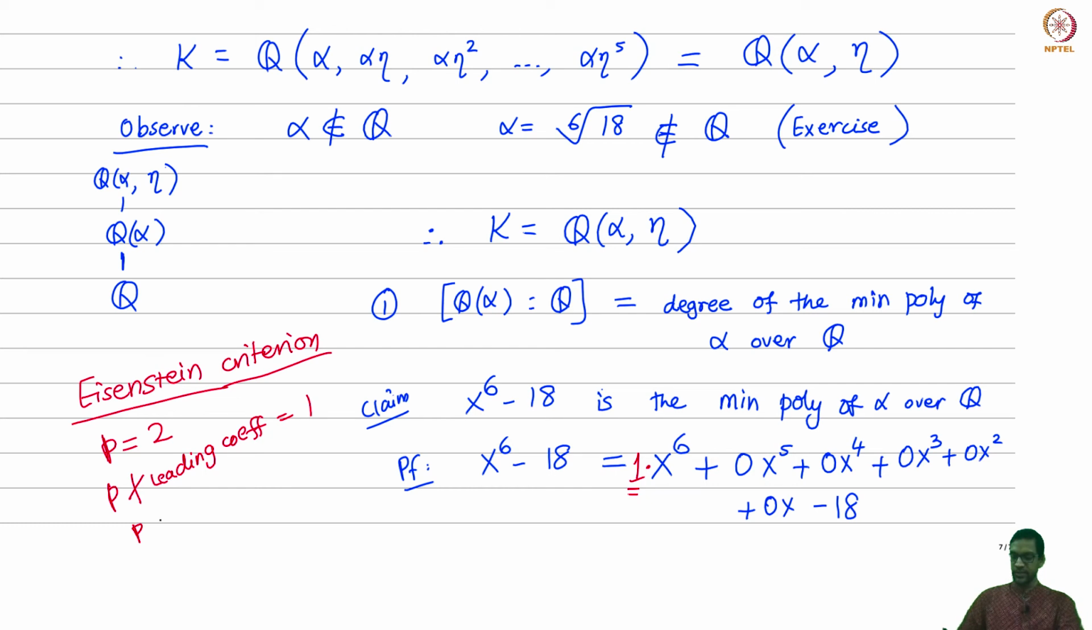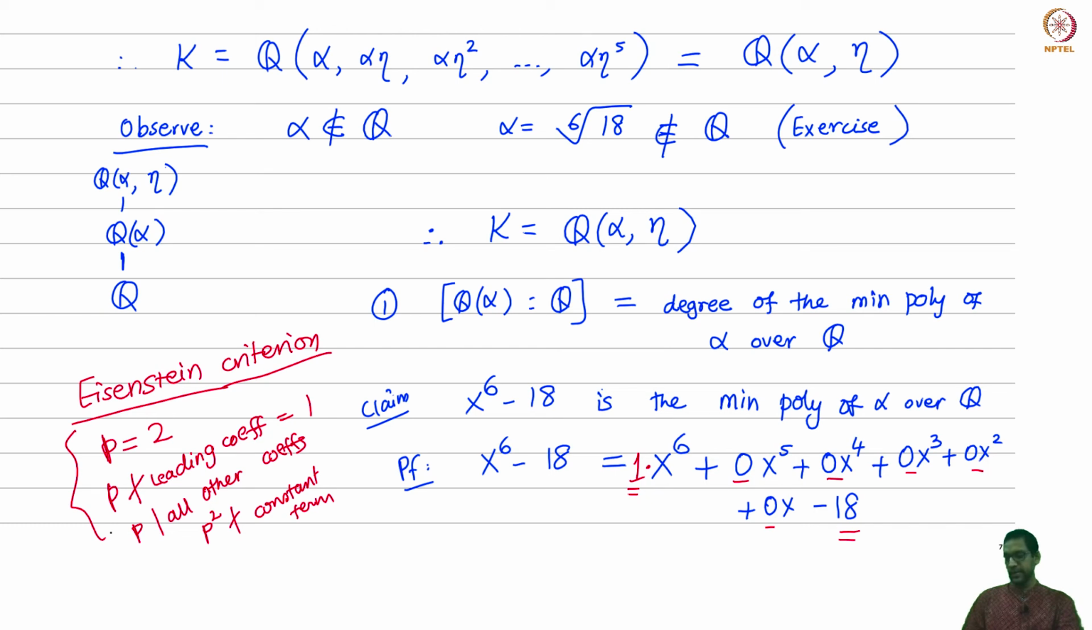And what's the next condition? The prime should divide all the other coefficients. That's also true because they're all zeros, and the last one is 18, which is also divisible by 2. Finally, the constant term should not be divisible by p squared. Now the constant term is 18, and 18 is not divisible by the square of 2, which is 4. So all 3 conditions of Eisenstein's criterion are satisfied.